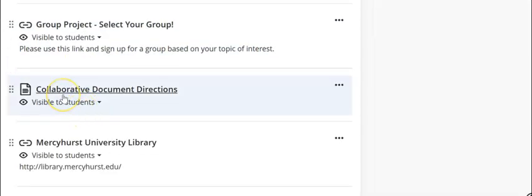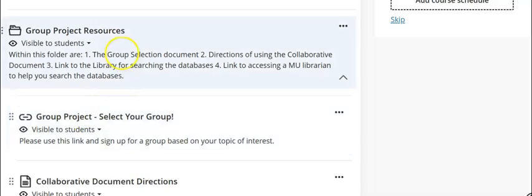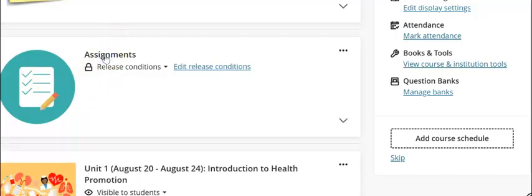And then there are very specific document directions for using our collaborative document. We'll get into that more in the next couple weeks when we start using collaborative documents to answer specific questions. There's the Mercyhurst University Library for when you have to search the database for projects. You can click on here how to click on your Mercyhurst Librarian Help. So that's going to at least be some of the resources you may need for your group. Again, they're found under the assignment tab, and you can see that right now.